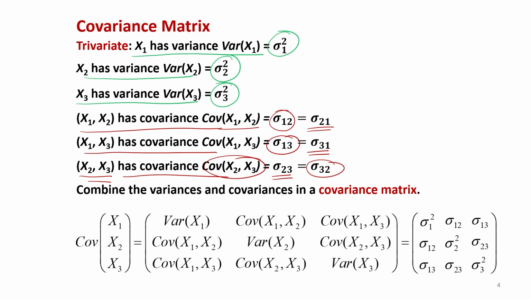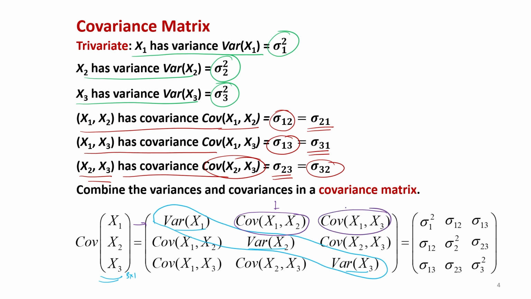Now, we combine all these variances and covariances in the form of a covariance matrix. We write the covariance of the vector x1, x2, x3, which is a 3 cross 1 vector, in this format. The diagonal elements are the variances, such as the variance of x3. Next, in the first row and second column, this is the covariance between x1 and x2. And then I have here the covariance between x1 and x3.